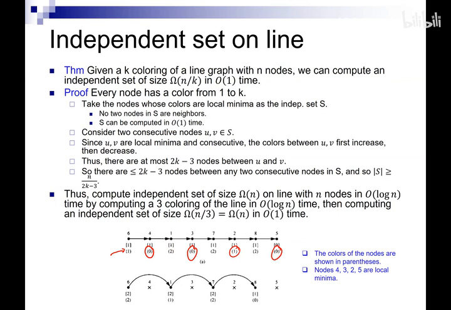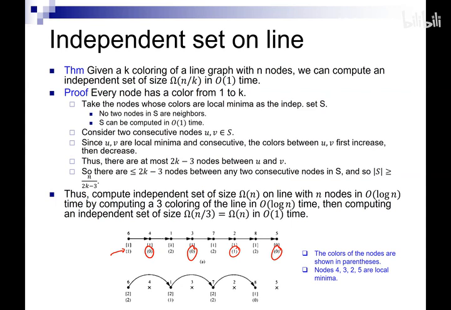So these nodes that we picked out are local minima, and we can compute all of these local minima in constant time, because every node just looks at its two neighbors and decides whether it is a local minima. Next we need to show that this set of independent nodes is quite large, that we managed to pick out at least n divided by k, or order n divided by k, of these nodes.